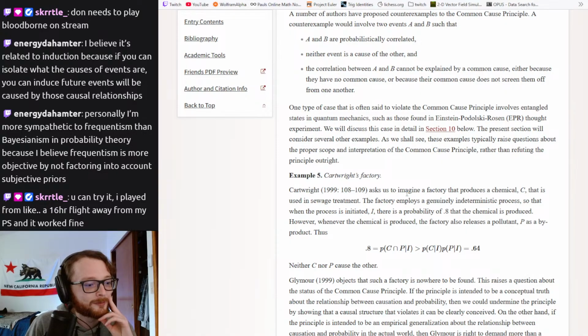More sympathetic to frequentism than Bayesianism in probability theory. I couldn't tell you the difference. I believe frequentism is more objective by not factoring in subjective priors. Okay, so maybe that's kind of the difference right there. That seems like a fair criticism.